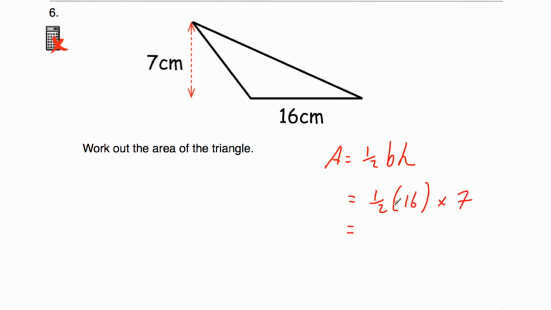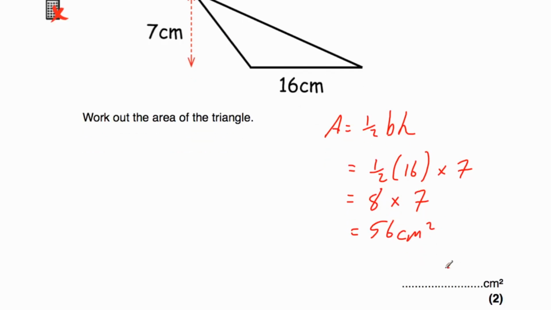A half of 16 is equal to 8, so we can do 8 times 7, and 8 times 7 is equal to 56. So the area for this triangle will be 56 centimeters squared. And that's our answer, 56 centimeters squared.